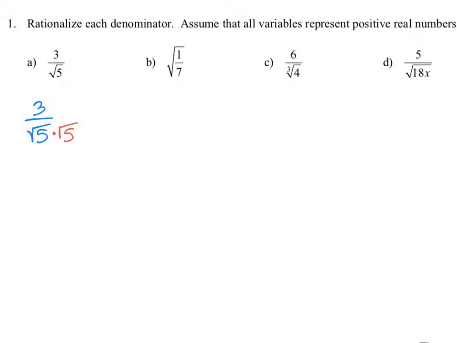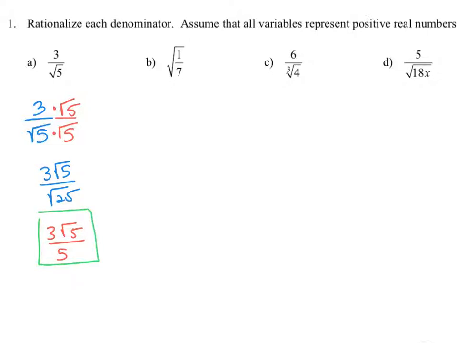But if you're multiplying the denominator by square root of 5, you have to multiply the numerator by the square root of 5 as well. Otherwise, you're changing the value of the whole quantity. So when we multiply the numerator by square root of 5, we get 3 times the square root of 5, and the denominator is square root of 5 times the square root of 5, which is the square root of 25. But that can be simplified, so we have 3 times the square root of 5 in the numerator over 5 in the denominator. So we say that this denominator is rationalized because the denominator does not have a radical sign.